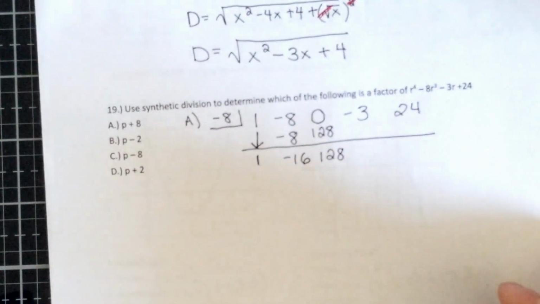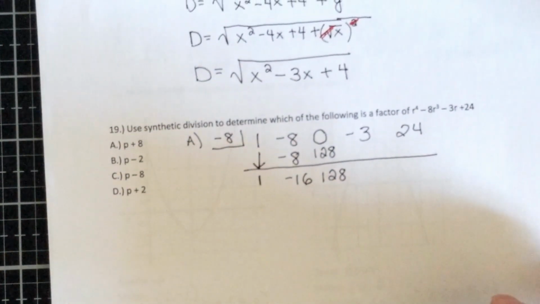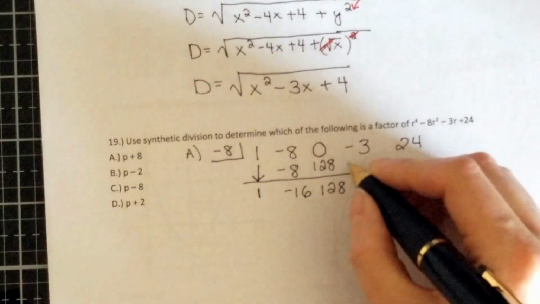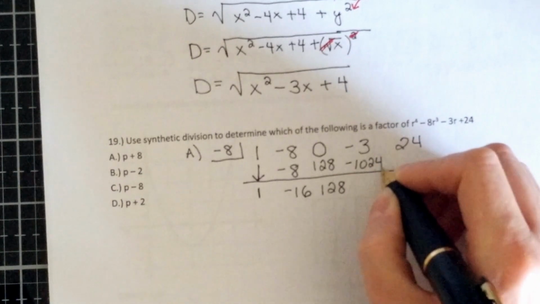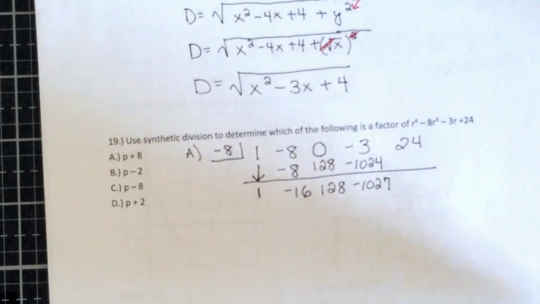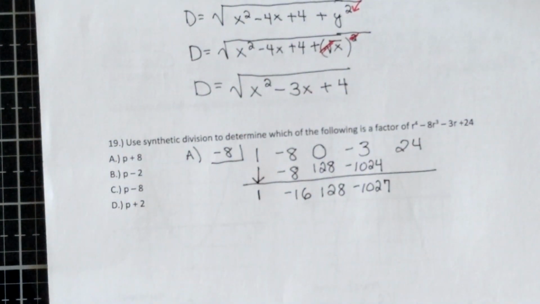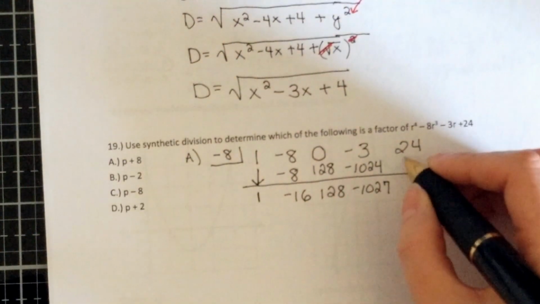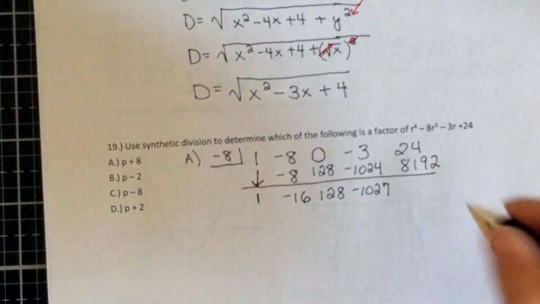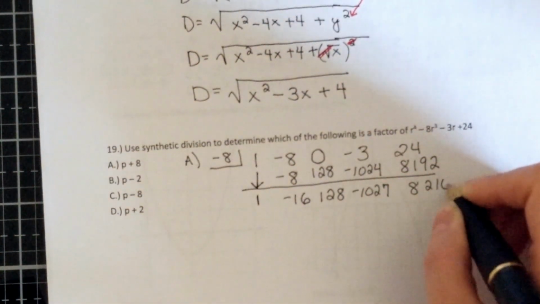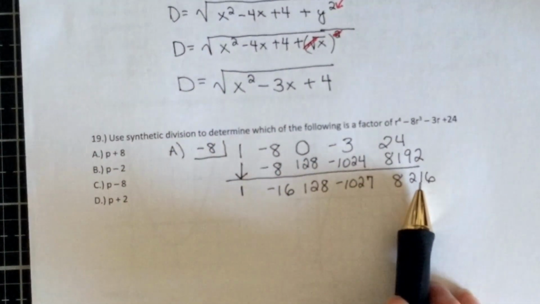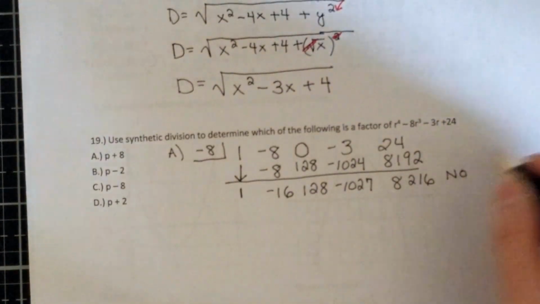All right, something tells me this one's probably not going to be the answer. All right, 128 times negative 8 would be negative 1024 plus our negative 3, 1027. All right, we will times that by negative 8. Then I get a really large number, 8192. Add 24 to that. 8216. All right, so what you are looking for is you want this last answer to be 0. So this would be a no.